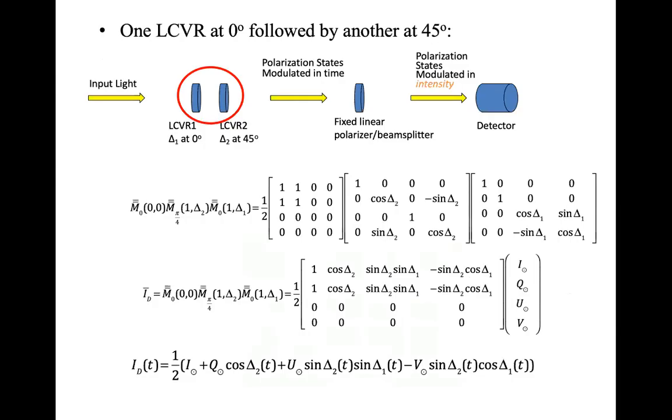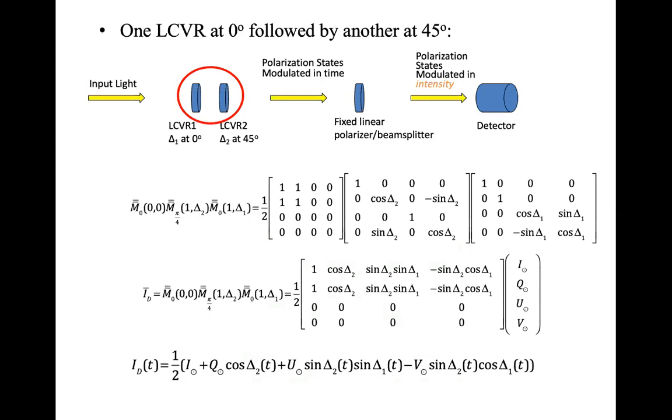You need two liquid crystals, and you need a linear retarder. So that's something. Before it was just one retarder, one linear polarizer. Here you need one linear polarizer and two liquid crystals with retardances delta 1 and delta 2. If you do the math, you see that this is what you measure. And you measure again Q, U, and V.